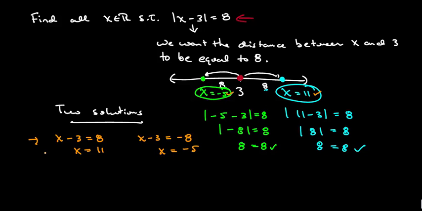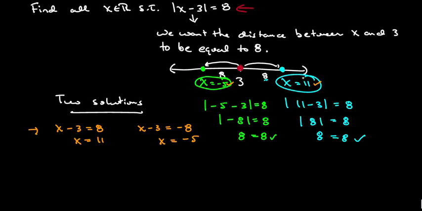In this technique, though, it's not clear why we set it equal to the positive and the negative. Here's why. In the event that your x value is more than 3, then the absolute value of x minus 3 is equal to x minus 3. So if this is positive, which was the case right here, then it's equal to just this. What you have is this equal to this, and remember, we wanted this equal to 8, so that means this is true. This is part one.